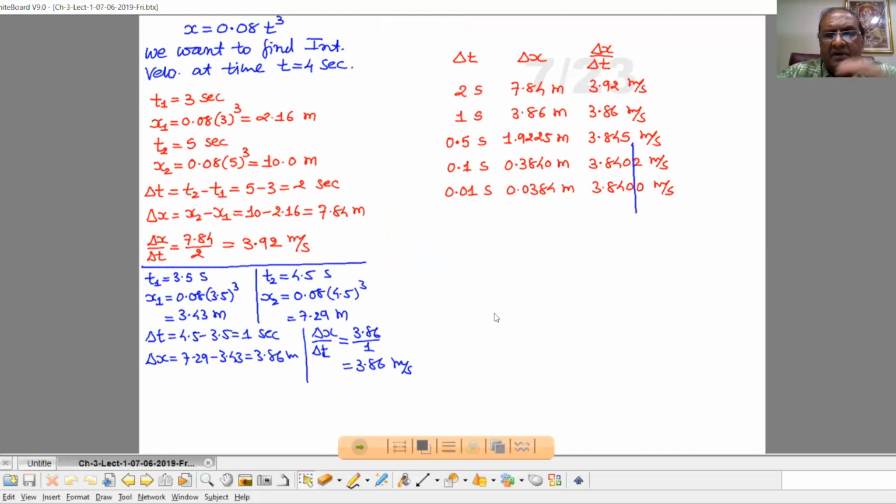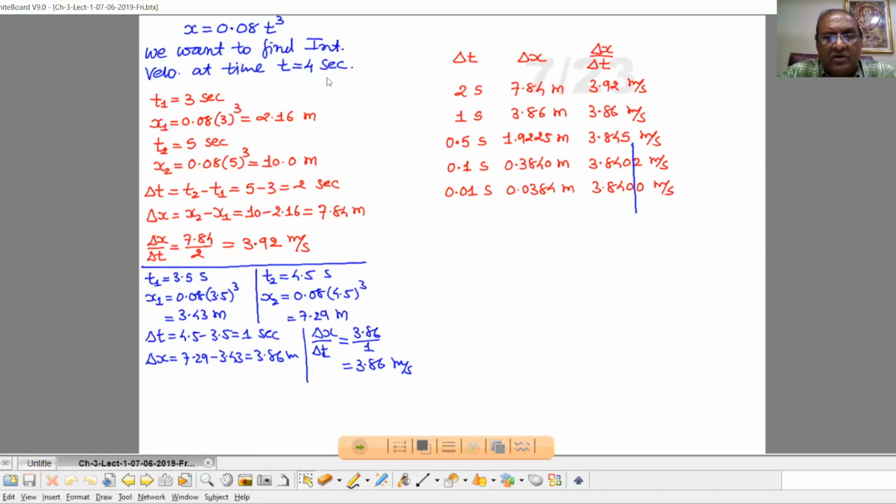Suppose this particular motion is given in the position-time graph. That particular motion is mathematically represented by the equation x equal to 0.08 into t cube. Now suppose we want to find the instantaneous velocity at time t equal to 4 seconds.